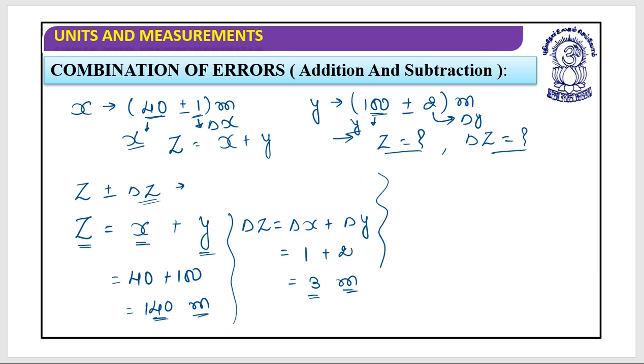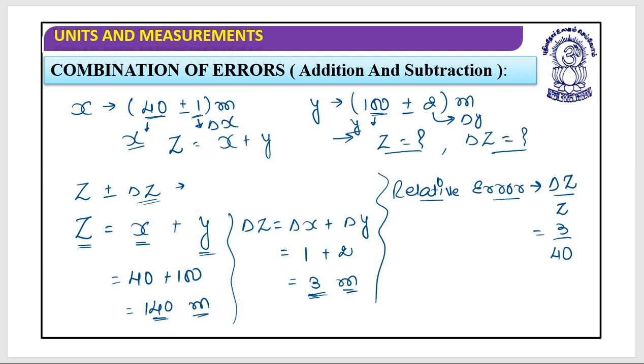Now let's move to the next step. If they ask what is the relative error in the answer, for the relative error I need to do delta z by z. Delta z is 3, z is 140. Can I show the unit as meter? No, relative error does not contain any unit.